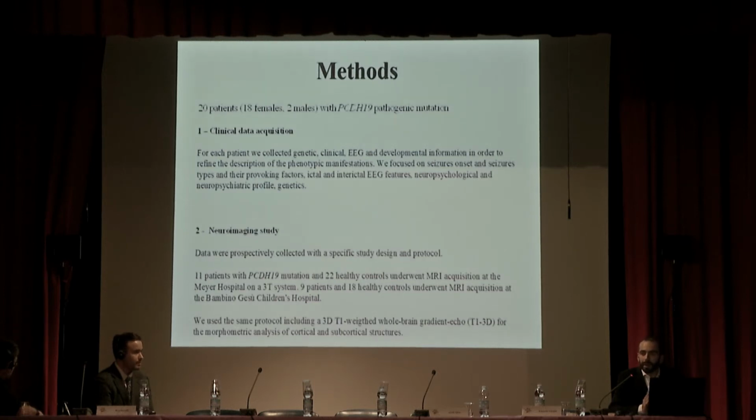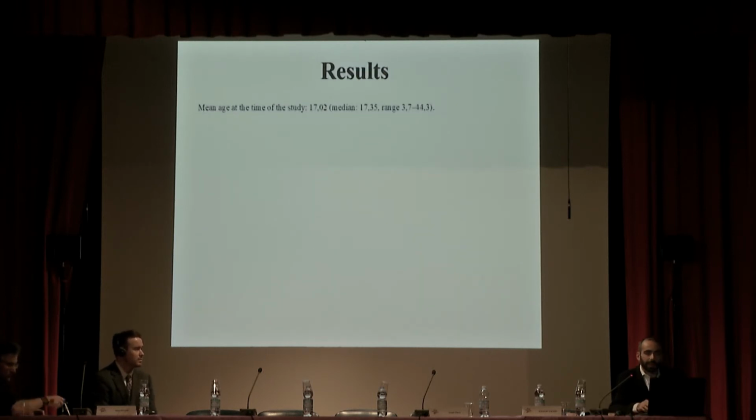the patients were examined with 2 different machines. Ours is a standard protocol with 3D T1 weighted brain gradient echo for morphometric analysis of the cortical thickness and gyration index. We also acquired for 2 patients two sex-matched, age-matched controls.